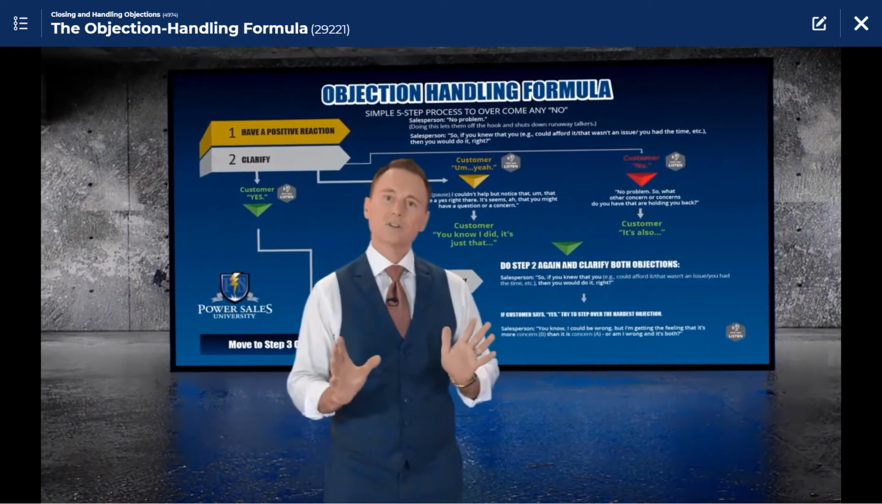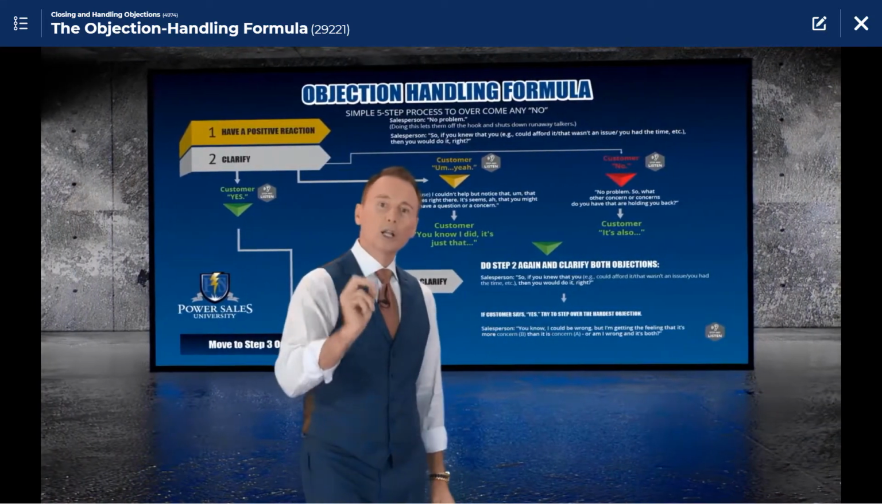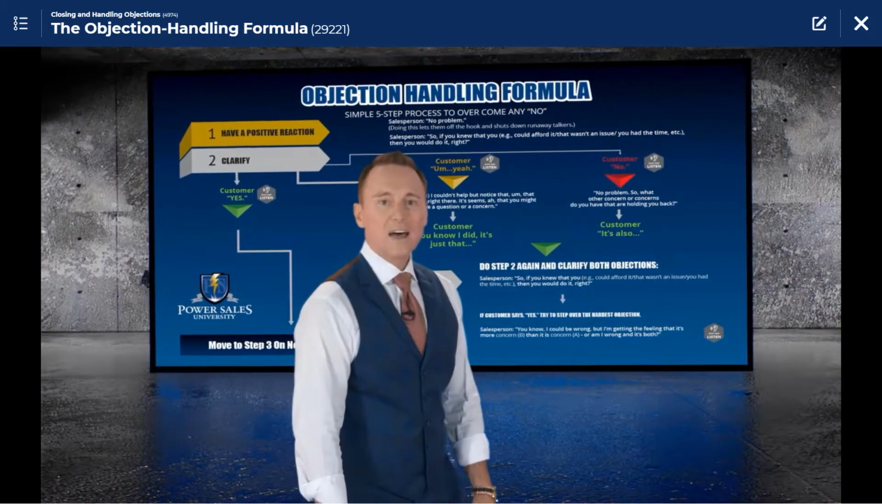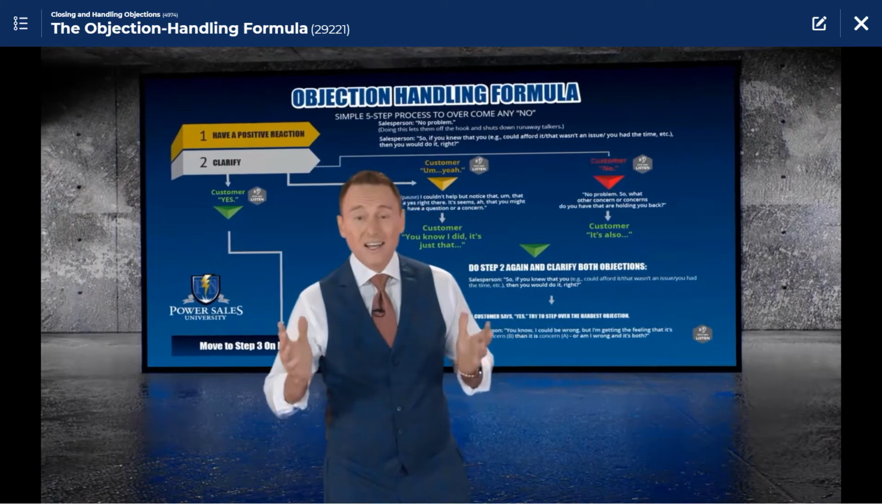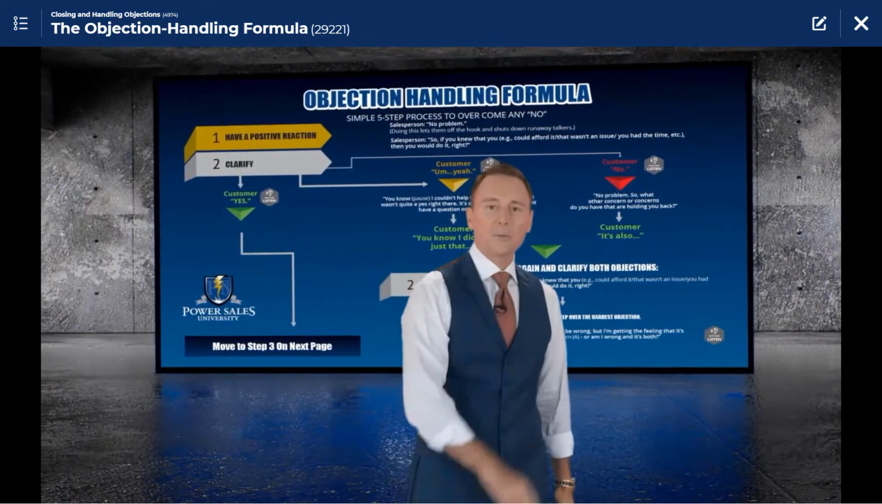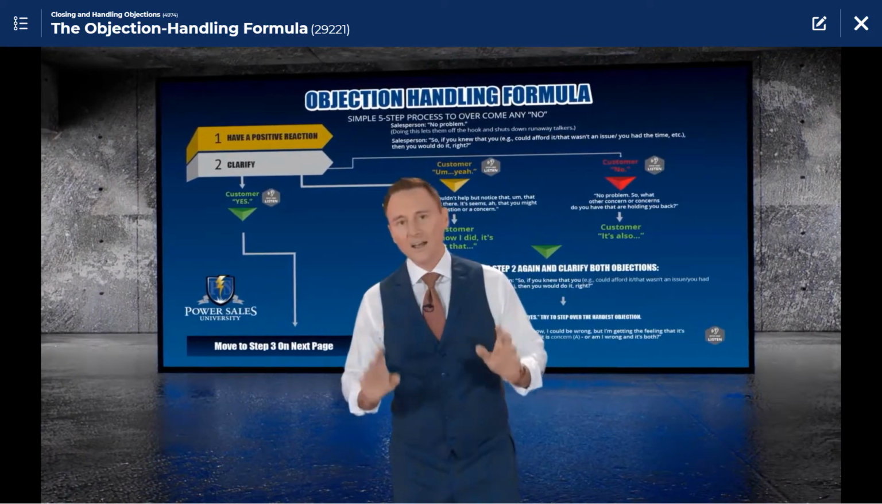Clarifying also turns the objection into an opportunity to close your customer. How's that for turning a negative into a positive? You got an objection and you turned it into an opportunity to buy. Here's an example for you. "You know what? I just can't afford it."